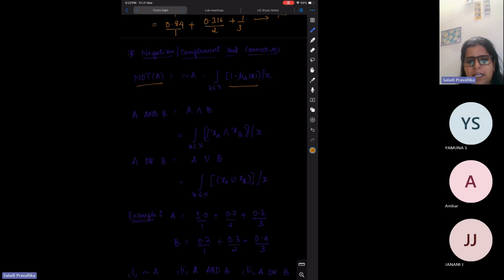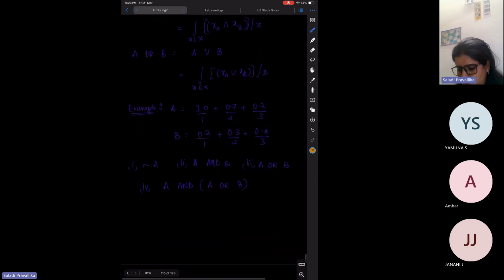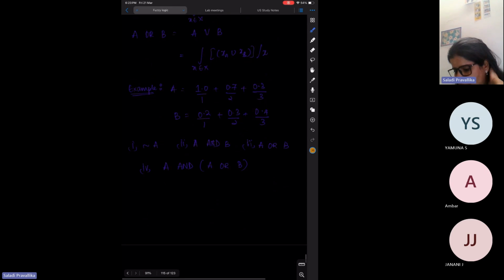And then we have connectives. Connectives include and, or, and but. And and but both take intersection, as we all know. For or, we use the union. When we say intersection, we take the minimum of the membership values of the fuzzy sets. For or, we take the maximum of the two membership values. I hope you all remember this from our previous classes.